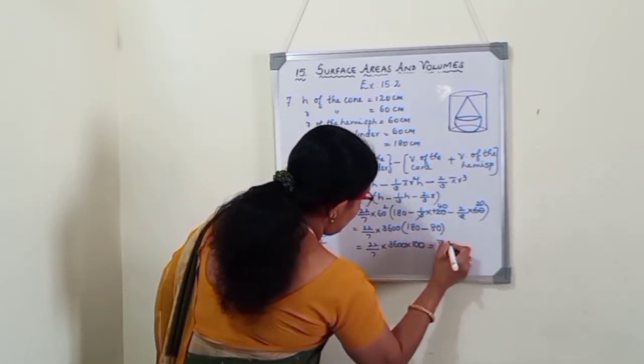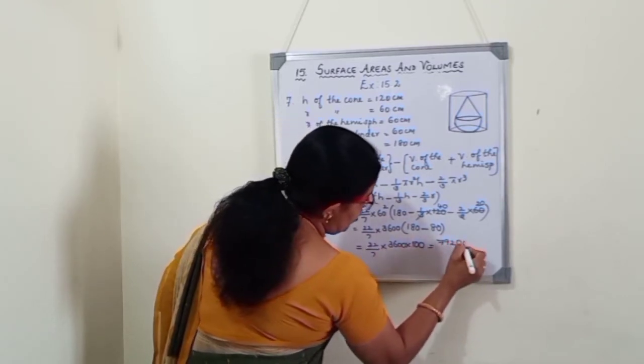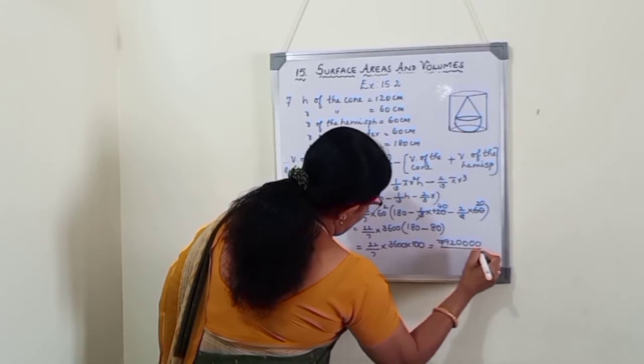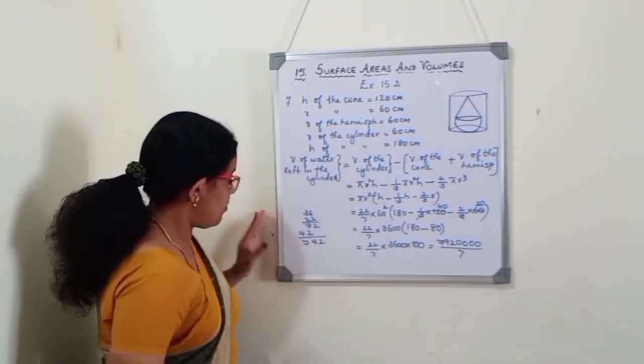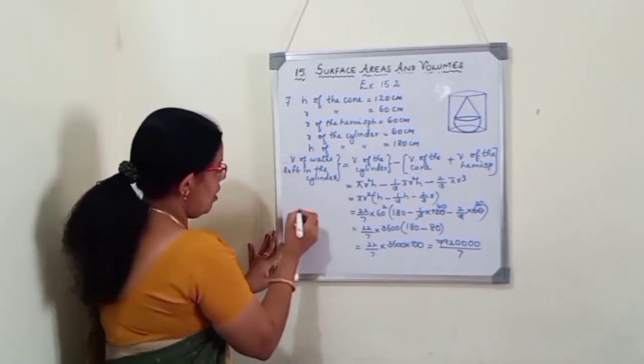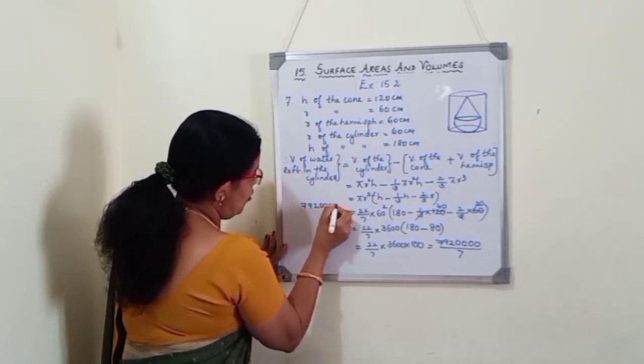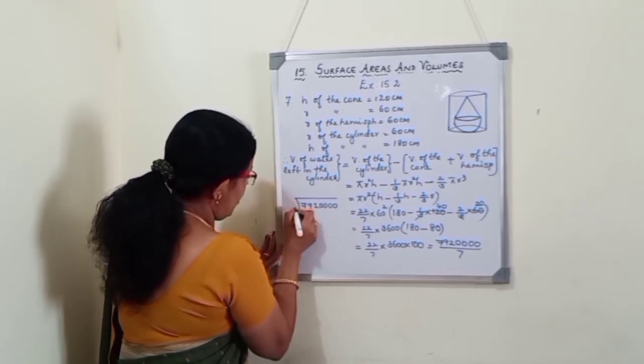7, 9, 2. Here 3600, 20 and 100, 20. So 40 totally divided by 7. So 7, 9, 2, 40 divided by 7.